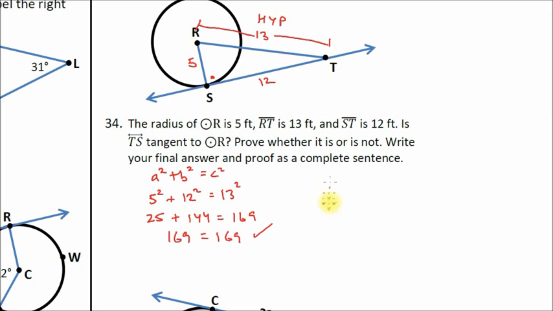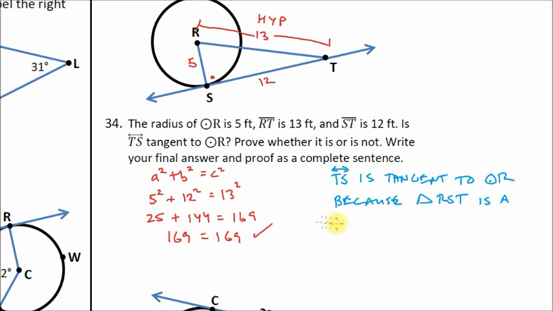So then we're going to write that TS is tangent to circle R because triangle RST is a right triangle.